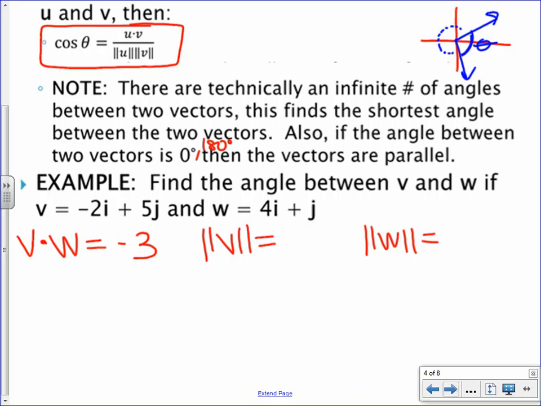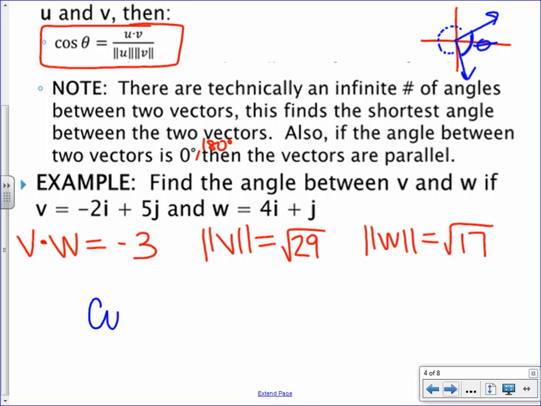All right, Michaela, so what did you get for the magnitude of V? Pods 1, 2, and 3, do you agree? Awesome. Michael, what did you get for magnitude of W? Radical 17. Pods 4, 5, and 6, do you agree with that? Awesome. Okay, I would leave them as radicals. It's going to be easier to use the formula.